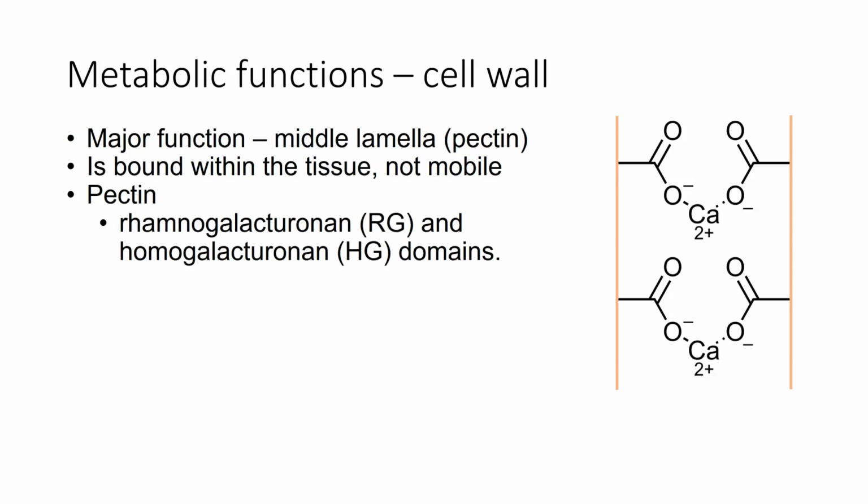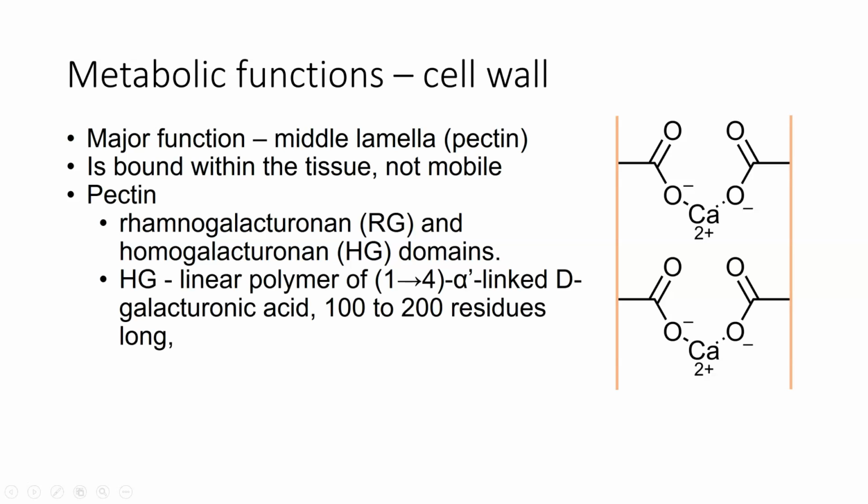proper binding. Pectin is made up of rhamnogalacturonan and homogalacturonan domains. Galacturon refers to galactose. So these are certain types of sugars, and they have these organic acid parts in them. The homogalacturonan is a linear polymer of 1,4-alpha-linked D-galacturonic acid. You're looking at somewhere between 100 and 200 residues long, which means it's got 100 to 200 molecules of this. It's not quite as large as cellulose, but it's still the same sort of thing. It is a very important material in plants.